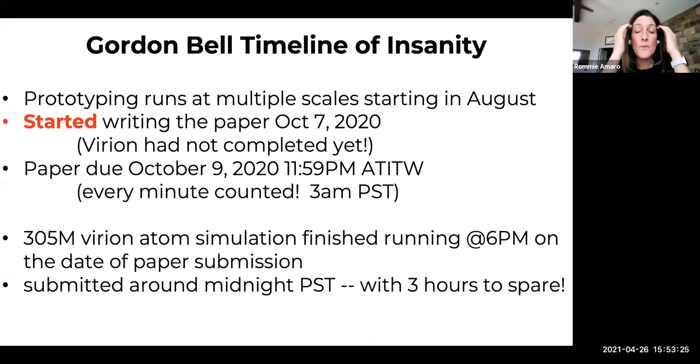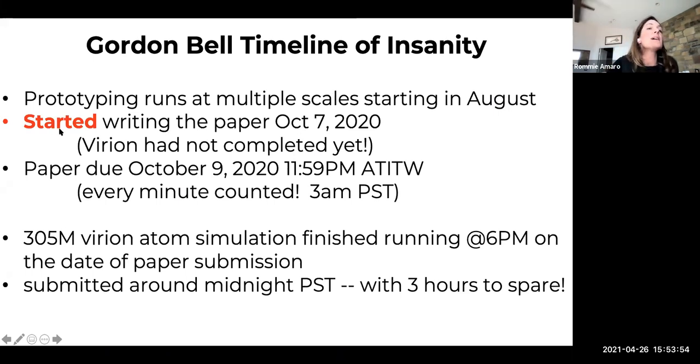I'll tell you that this was what I call the Gordon Bell timeline of insanity. We started thinking maybe in July that we were going to try to do this, and everybody was working on all their different pieces: the individual spike, the weighted ensemble, the DeepDriveMD, and this big virus. We started doing prototyping runs and actual science runs in August. But the due date was October 9th.